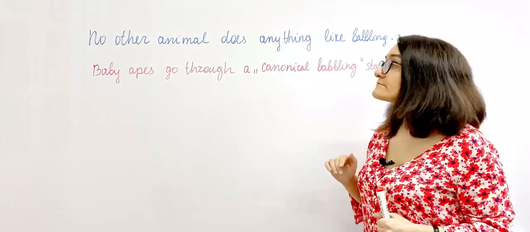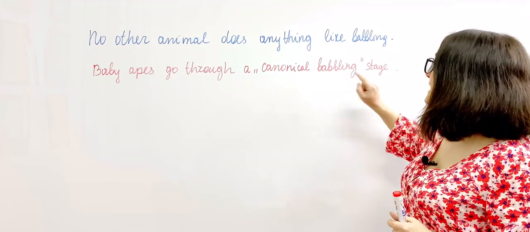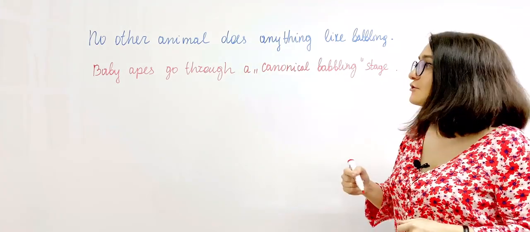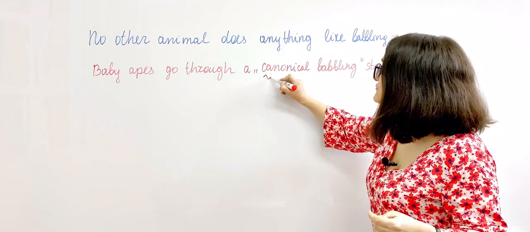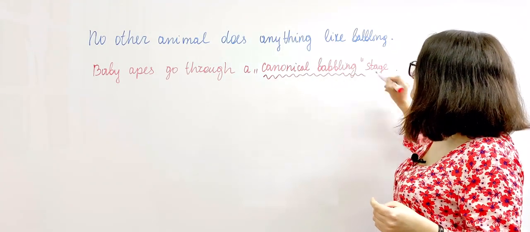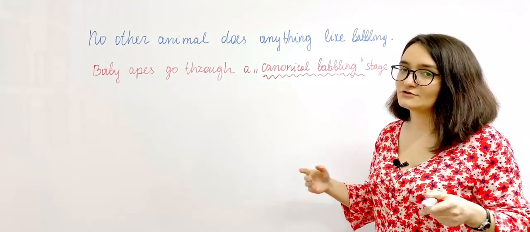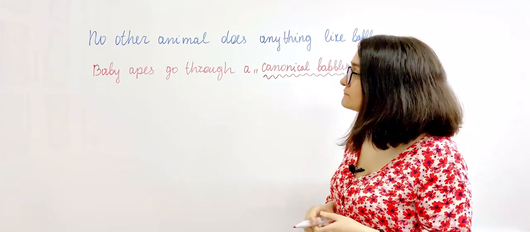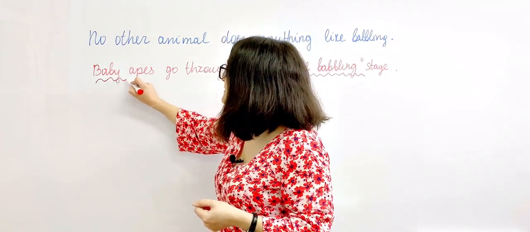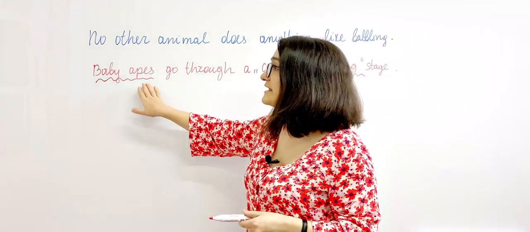Second question. Baby apes go through a canonical babbling stage. So our keywords, I think you can also find easily: canonical babbling stage. Even if you don't know what canonical means, actually it's not important. You just have to find the keyword. And another one is baby apes. But here you have to know what baby apes are.